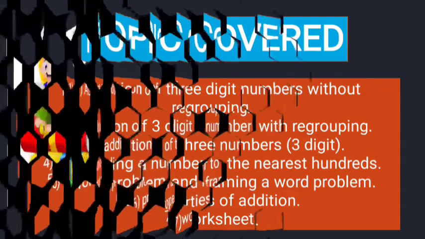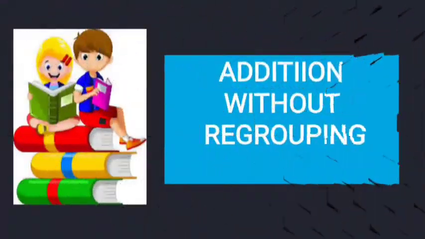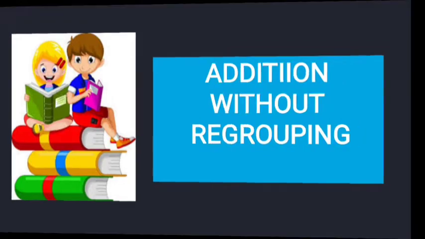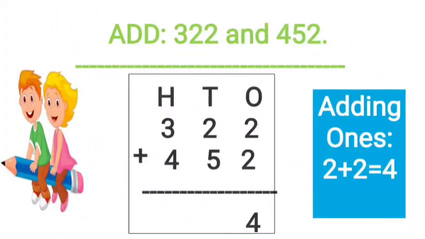So our first topic is addition without regrouping. In this video, we will learn how to add 3-digit numbers without regrouping. First, you have to write the numbers in column form. Here I have taken an example: add 322 and 452. So let's write this in column form, 322 and 452.